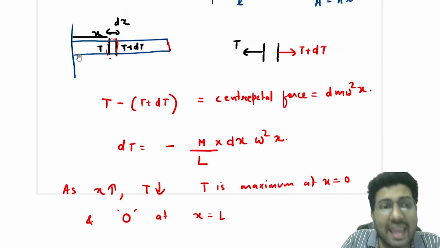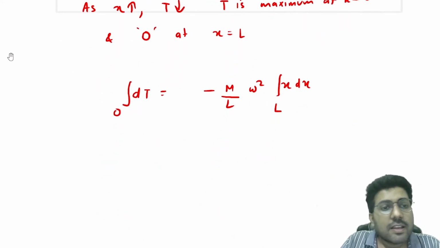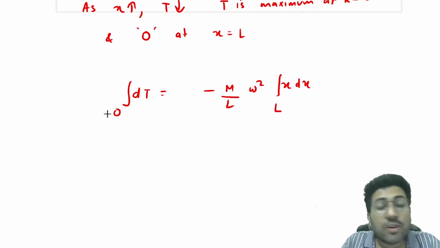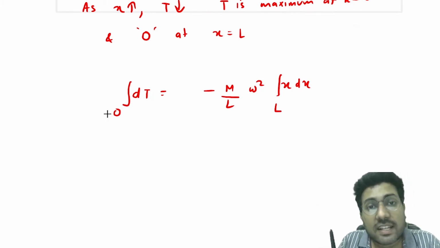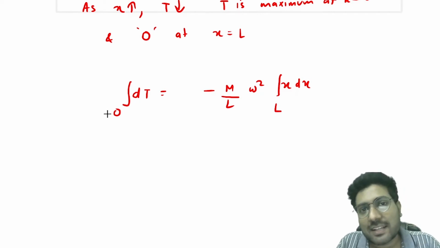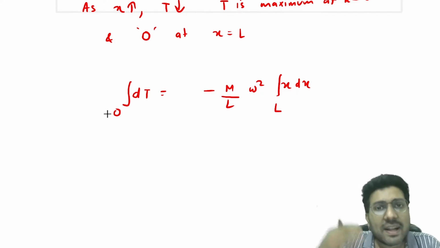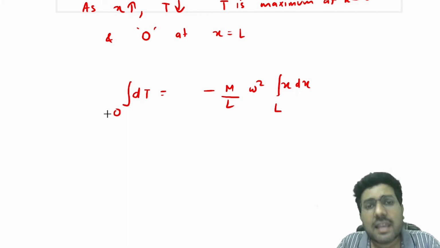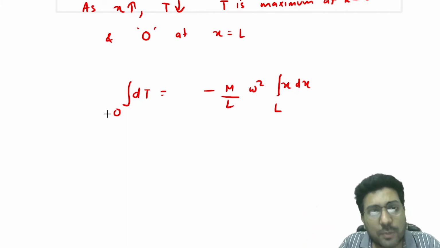At x equal to L the tension is 0. Students make mistakes here when they write that at x equal to 0 the tension becomes 0. No, that is wrong. The tension is maximum in fact at x equal to 0. The tension is minimum at x equal to L. At the end of the rod the tension will be minimum and that is 0.